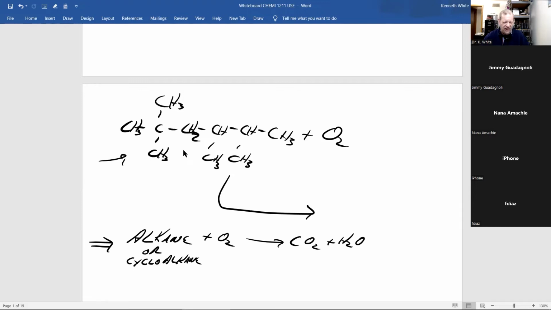So alkane, cycloalkane, oxygen. What do you get? Carbon dioxide and water. This is an alkane. I'm reacting with oxygen. So what do I get? If you know the general reaction and how to identify a molecule like this, it's not big or scary. If you don't know this, you're lost.